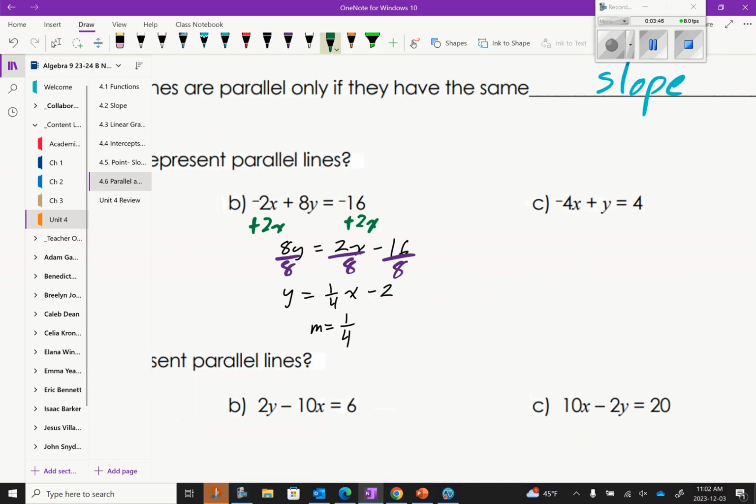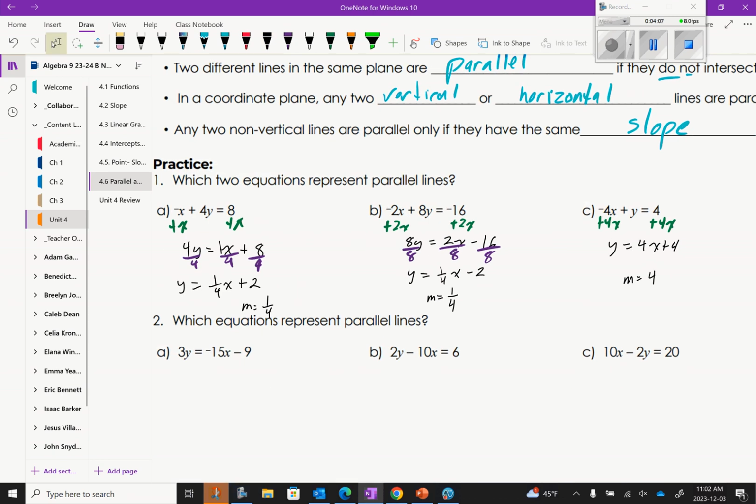Now what happens here? Again, move the x. In this case, add 4x to both sides. Y is equal to 4x plus 4. Oh, that's already in slope-intercept form because we had just one y to start with. And the slope here is positive 4. Wait a minute. This line and this line are parallel to one another because their slopes are equal. This one, not so much. Again, it has to be exactly the same. The slopes have to be equal so we can say the lines are parallel.